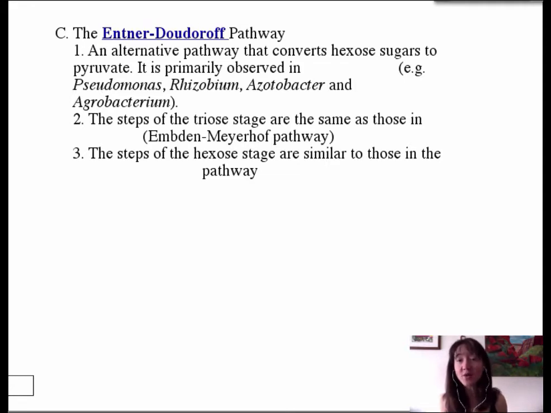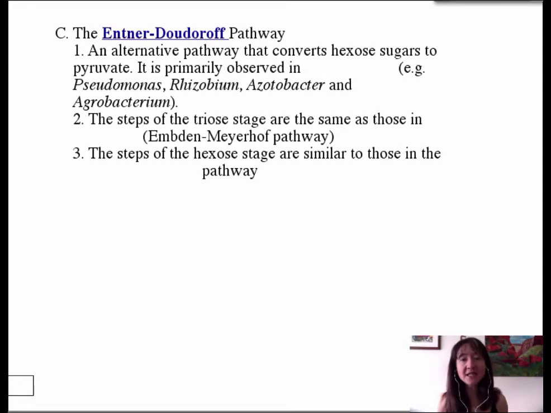Those of you who had unknown number 150, Enterococcus faecalis, that actually is a bacterium that I like to call a duck out of water because it's a gram positive that has certain behaviors like a gram negative, and one of those is that it does utilize the Entner-Doudoroff pathway.